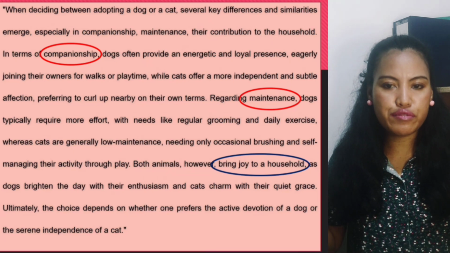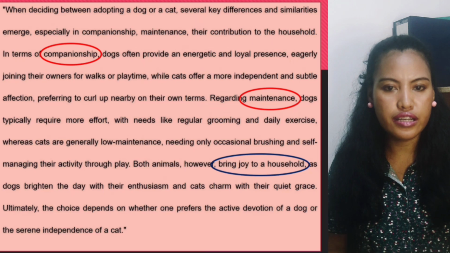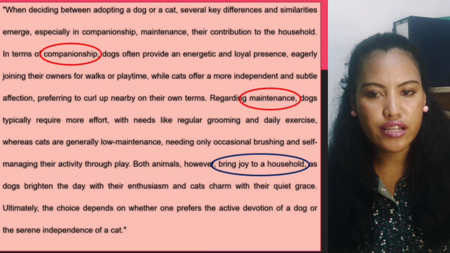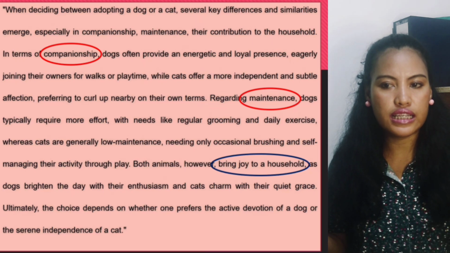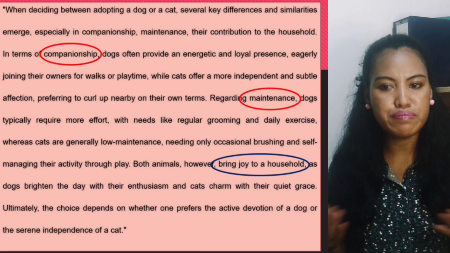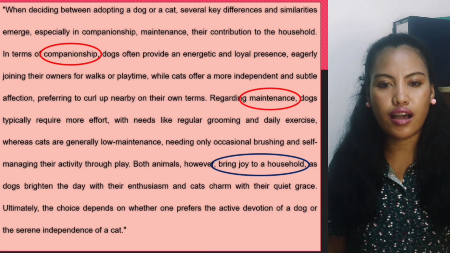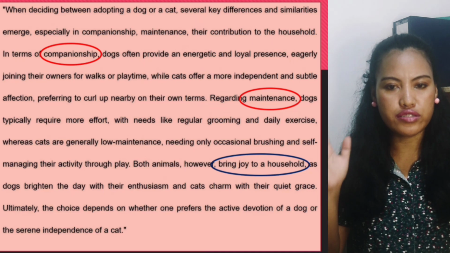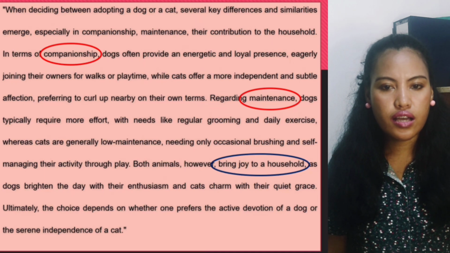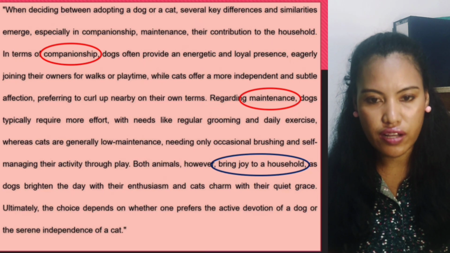If we're going to read the paragraph, we will dissect this later. When deciding between adopting a dog or a cat, several key differences and similarities emerge, especially in companionship, maintenance, and their contribution to the household. So we have here our topic sentence and also the plan of development.